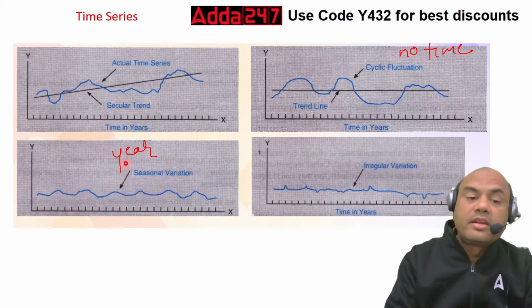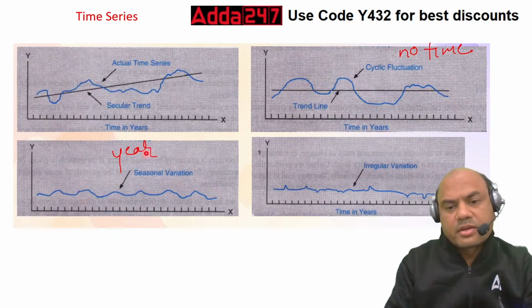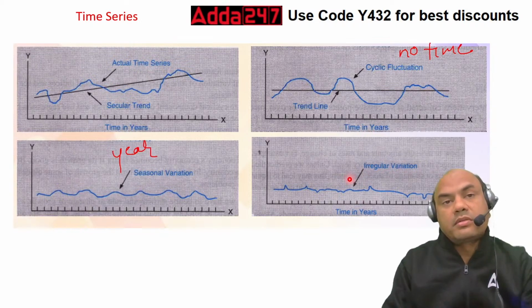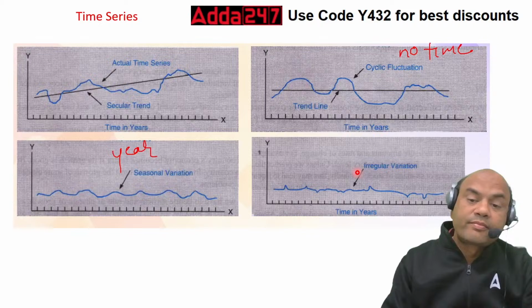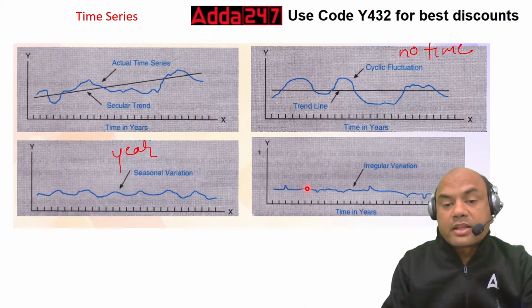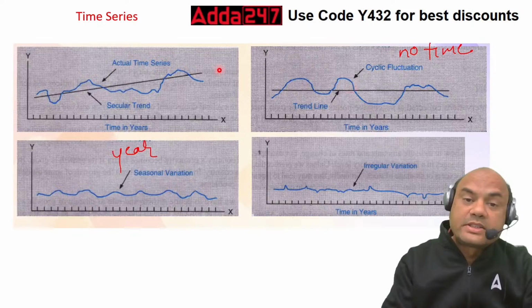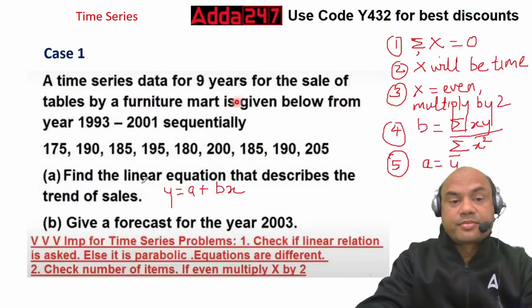Seasonal trend: every year it will be there. See this pattern. Irregular: you cannot predict at all. When will this happen? Here it has happened, over here it has happened, over here it has not happened at all. So these are the four types of trends in trend analysis.